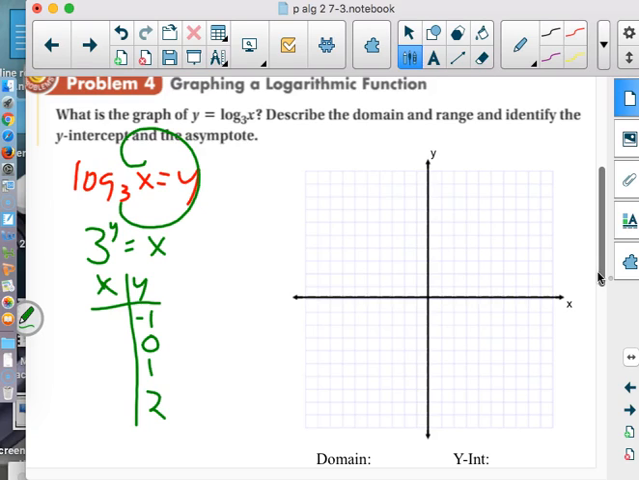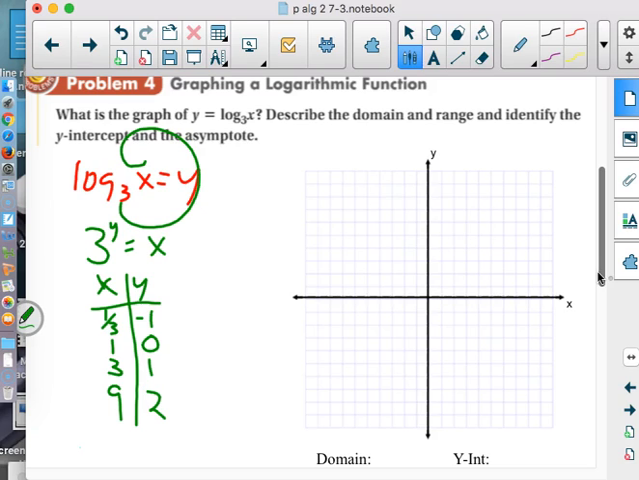Now, these are the values that we raise 3 to this power. So 3 to the negative 1 would be flipping it. It's going to make it 1/3. 3 to the 0 is 1. 3 to the first is 3. And 3 squared is 9.